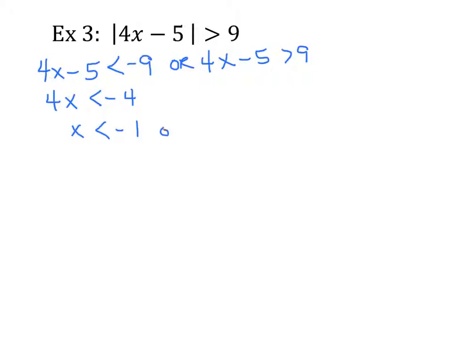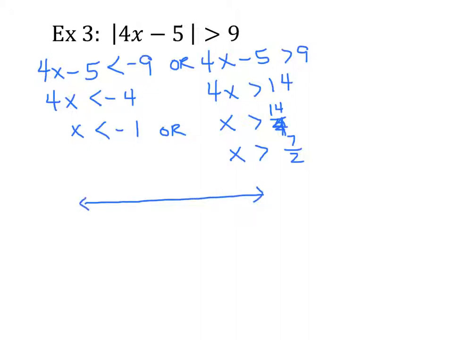If you notice, I only do one side at a time. So 4x, okay, so 9 plus 5 is 14. And then I have x is greater than 14 over 4. Always reduce 14 over 4. Always reduce your fractions, which is 7 over 2, or 3.5. If your decimals don't repeat, you can go ahead and use a decimal, but usually the preference is for fractions.